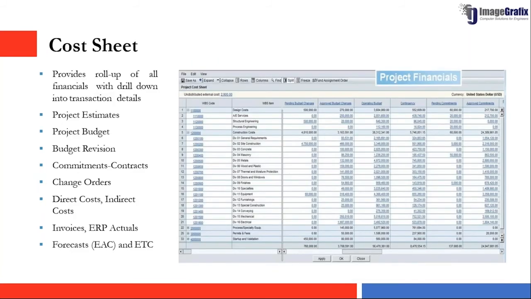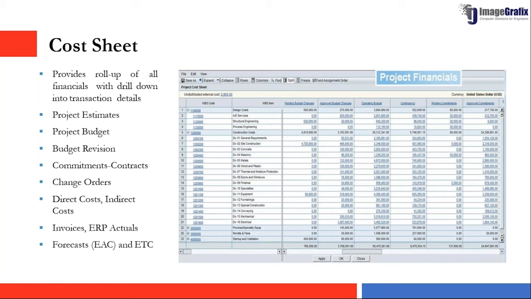Then the cost sheet gives you complete visibility into your project financial health, where it will roll up all the project cost you have recorded, such as your original budget, the changes, your current budget, the total commitments for this cost code, as well as your invoices. And your remaining budget. You can see everything related to your project financials from a single page, which is the cost sheet.